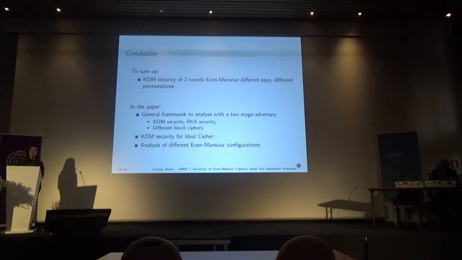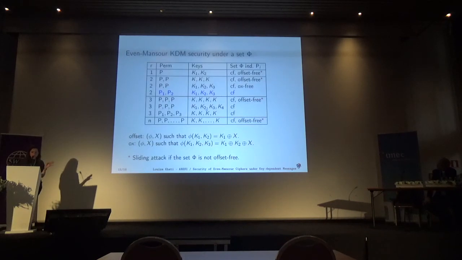What we did is that we built a general framework to analyze all this family of collisions with a two-stage adversary. So one part of the adversary has no access to the key, and the second part has access to the key. And with this framework, we believe that we can also analyze RK security. And we can also analyze other block ciphers, not only the Even-Mansour ciphers. And in the paper, you can also find the Canadian security proof for the ideal cipher, and all the tables I just showed you here.